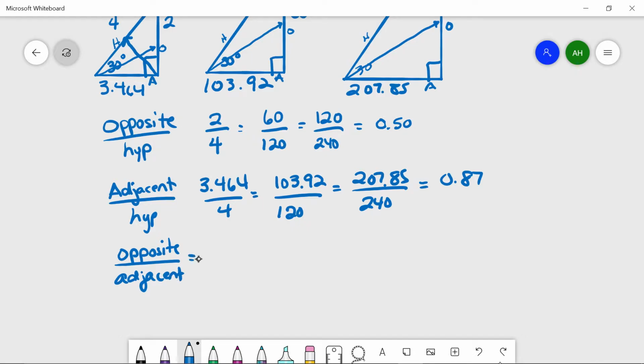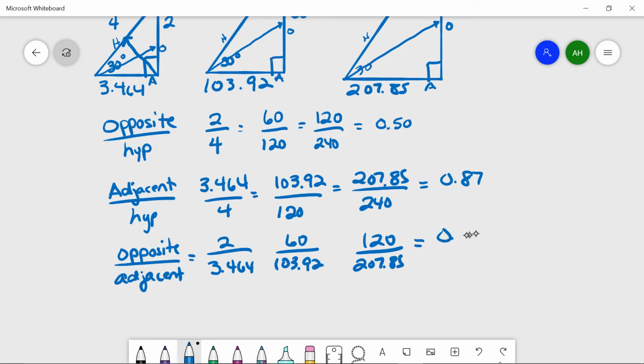All right, so if I do that, I have 2 divided by 3.464, I have 60 divided by 103.92, and I have 120 divided by 207.85. Well, if you do the math, you're going to find that all 3 of those fractions divide out to be 0.58.